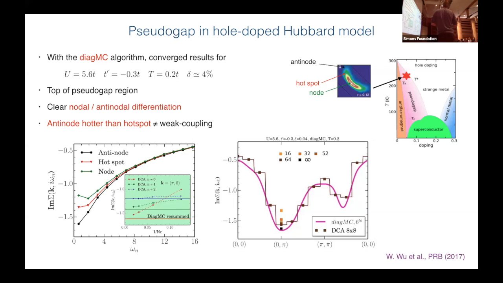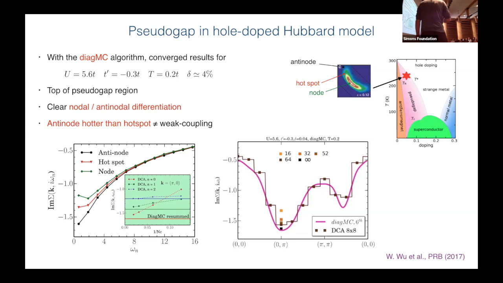That's where we were, but we nevertheless had clear evidence for a nodal-antinodal differentiation. In this plot, for example, this is a path in the Brillouin zone. This is the imaginary part of the self-energy at the lowest frequency. So that gives you an idea of how much the spectral function will be suppressed. And you see that the suppression is stronger at (0, pi), at the antinode, than it is at the node here. By the way, this is a nice comparison between two different techniques, DCA, extrapolated from large clusters, and diagrammatic Monte Carlo.